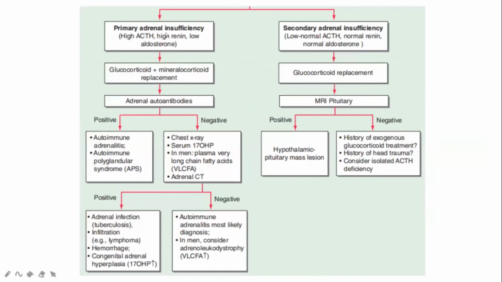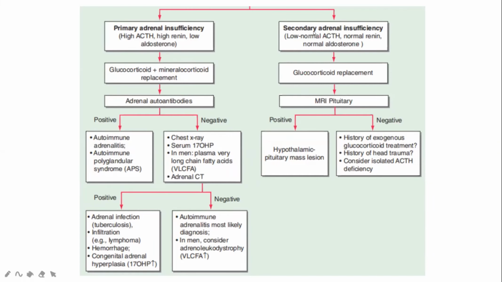aldosterone. Now, if we are dealing with a primary adrenal insufficiency, then there should be high ACTH, high renin, and a low aldosterone. The high renin is due to the low aldosterone, because since there is low aldosterone, renin would try to increase as an attempt to increase production of the aldosterone. So I will not go into detail anymore with regards to the primary adrenal insufficiency, but suffice to say, primary adrenal insufficiency is managed with glucocorticoid and mineralocorticoid replacement.